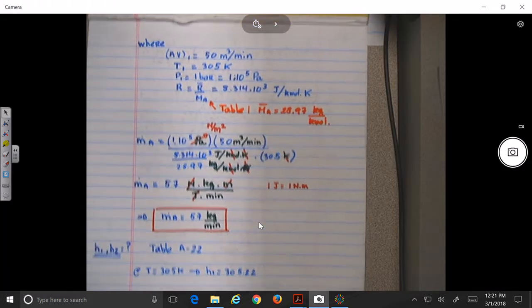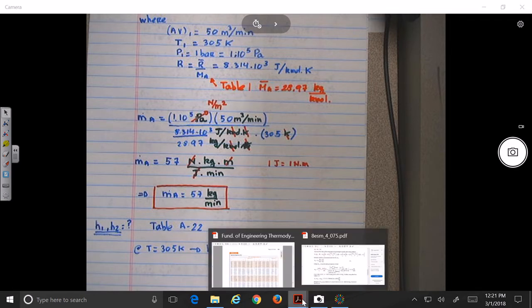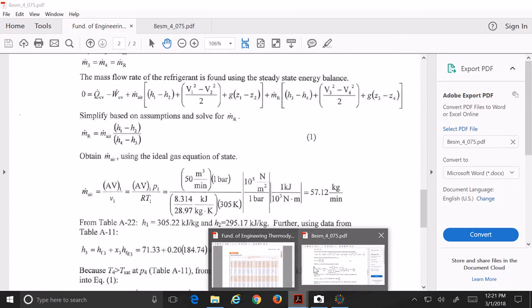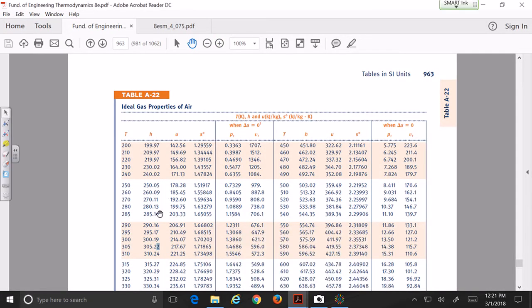Basically this is what I've done. But I'm sure they did that assumption here. Let's see what I've done. 290. And what is the temperature at T2? 295, which is 295.17. But here comes my question to you guys.